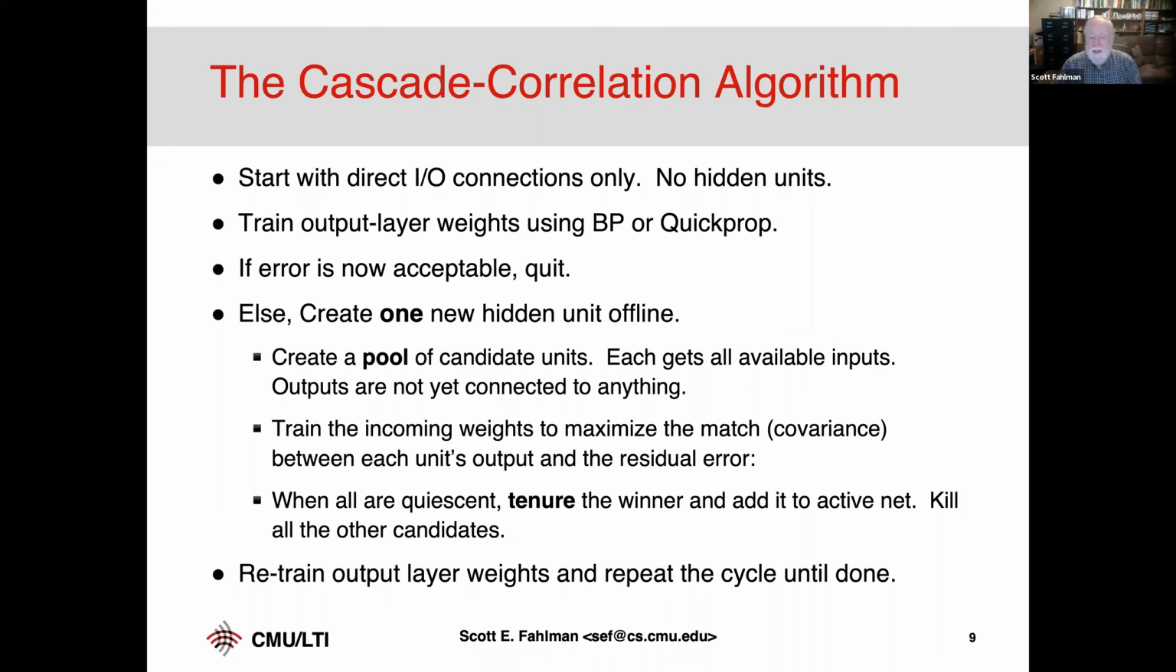You then retrain the output layer weights, find the new residual error over the training set, and repeat the cycle until done. Add a unit, add a unit, add a unit, train the output, see how the error is, add a unit, train the output, see how the error is. At some point, you either declare victory and go home, or it's perfect, or keep learning. There may be a limit on how many units you want to add, and that's fine.